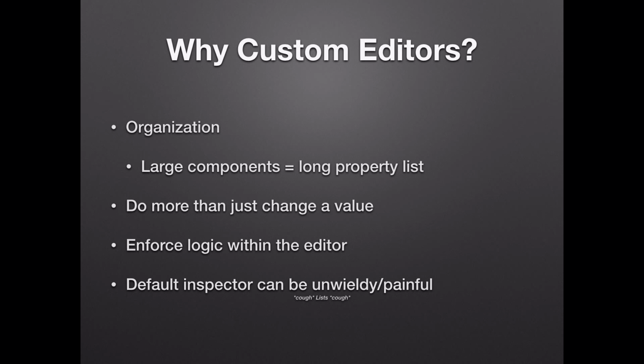These two kind of go together. So if you want to have a float that is an angle, you can do things to constrain it so it's only between 0 and 360, or 0 and 2 pi if you are doing it in radians. Make sure all your numbers are positive, things like that.